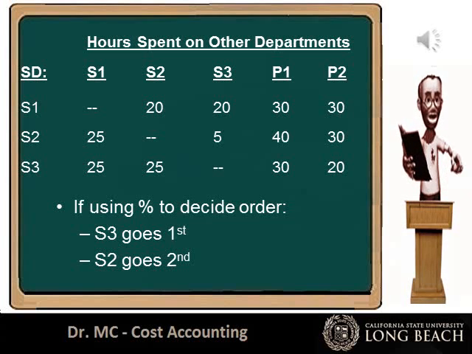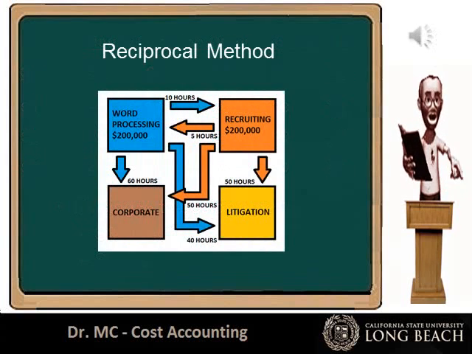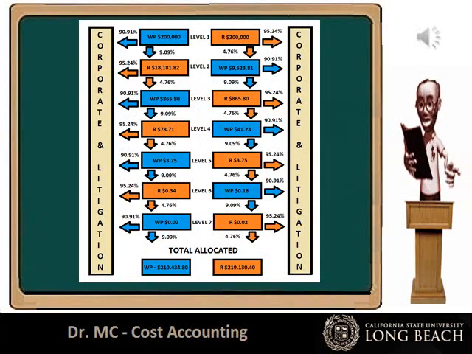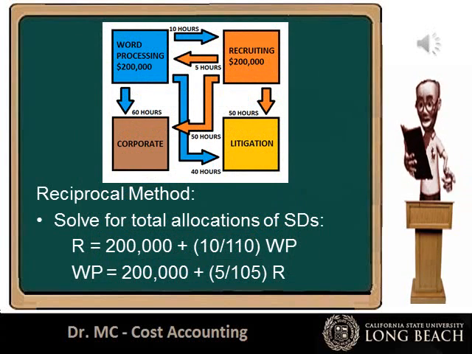The third method is called the reciprocal method. With the reciprocal method, the firm takes into account all of the work that the support departments do for each other. This method is also called the simultaneous method. Although the firm could do multiple levels of allocations as we did earlier, we can get the same result with a little algebra. On the exam, you will only have 2 support departments when you have to calculate the allocations made using the reciprocal method. This eliminates the need to know matrix algebra.